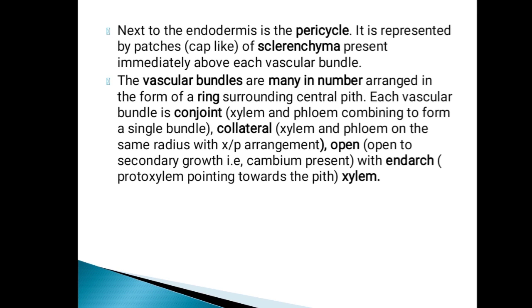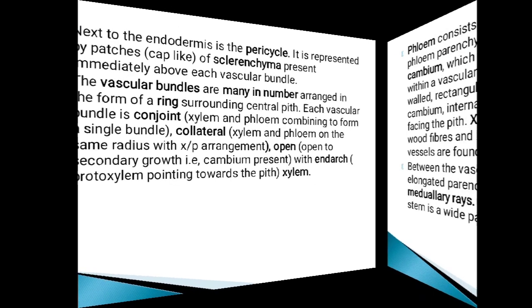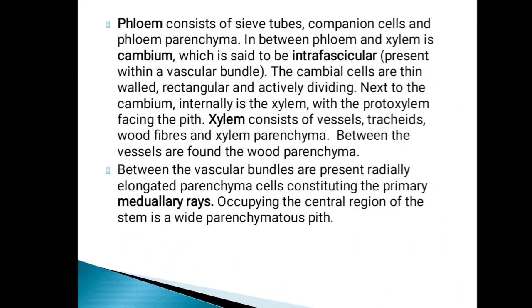Collateral, that is xylem and phloem on the same radii, with xylem and phloem arrangement, and open, that is if it is open to secondary growth, that is cambium is present, with endarch xylem. What is the meaning? The endarch is nothing but protoxylem pointing towards the pith region. So coming to the vascular bundles, which I told you have the phloem and xylem.